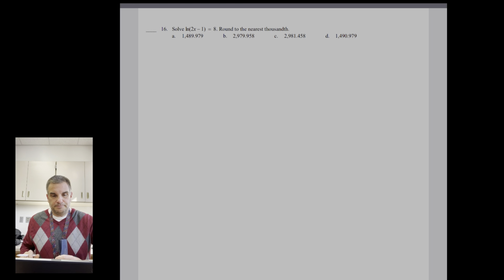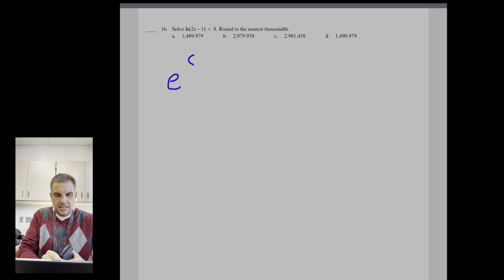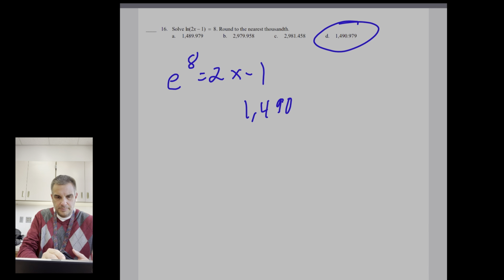Number 16. Solve again. I'm just doing another one, and I'm not going to write log base e this time. I'm just going to go e to the 8th is equal to 2x minus 1. So e raised to the 8th, we're going to add 1 to that and divide by 2. And you get 1,490.979. Well, at that point, I can just say the answer is D.